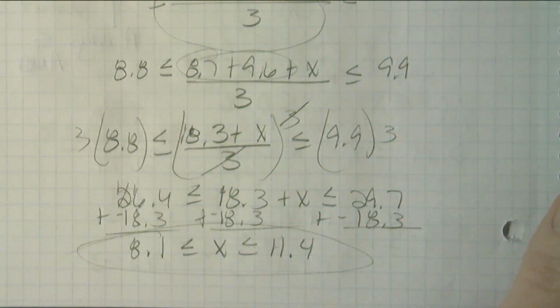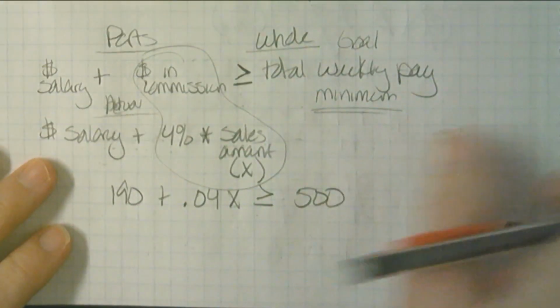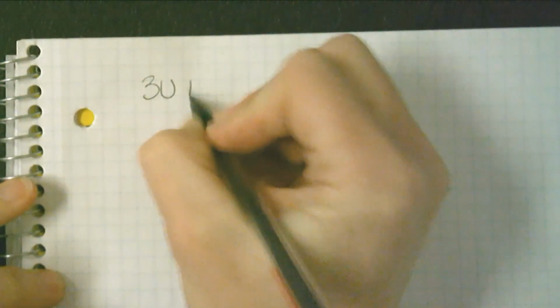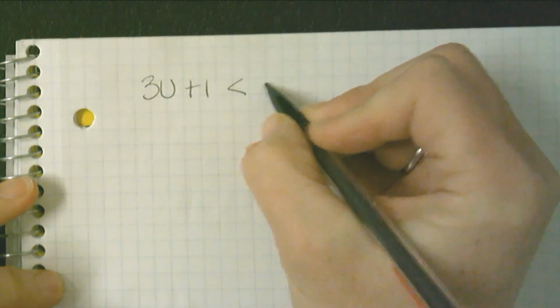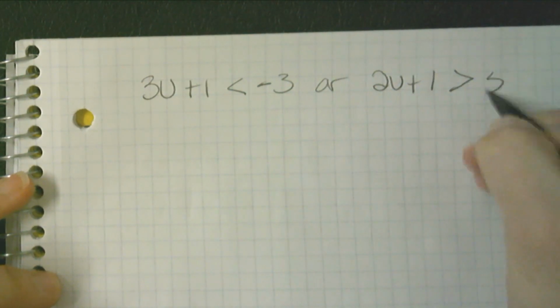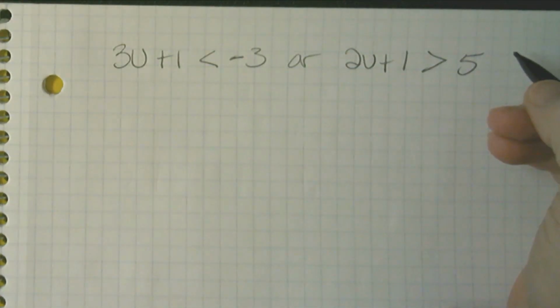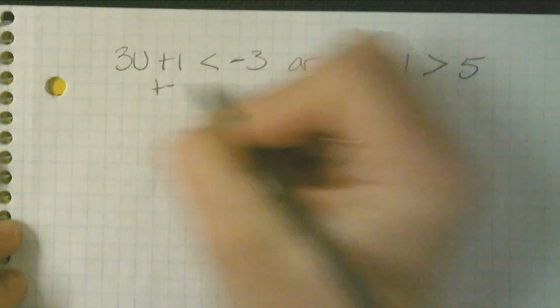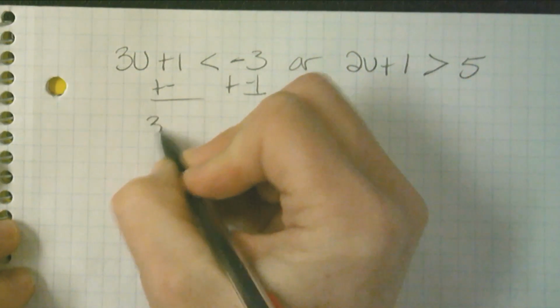All right, we did an and problem in this one right here. That's an and. Someone asked me for ands and ors. There's an and. All right, an or is going to look something like this: 3v plus 1 is less than negative 3, or 2v plus 1 is greater than 5. That's an or, when it looks like that. All right, and we're just going to add a negative 1. I'm just going to finish solving this.